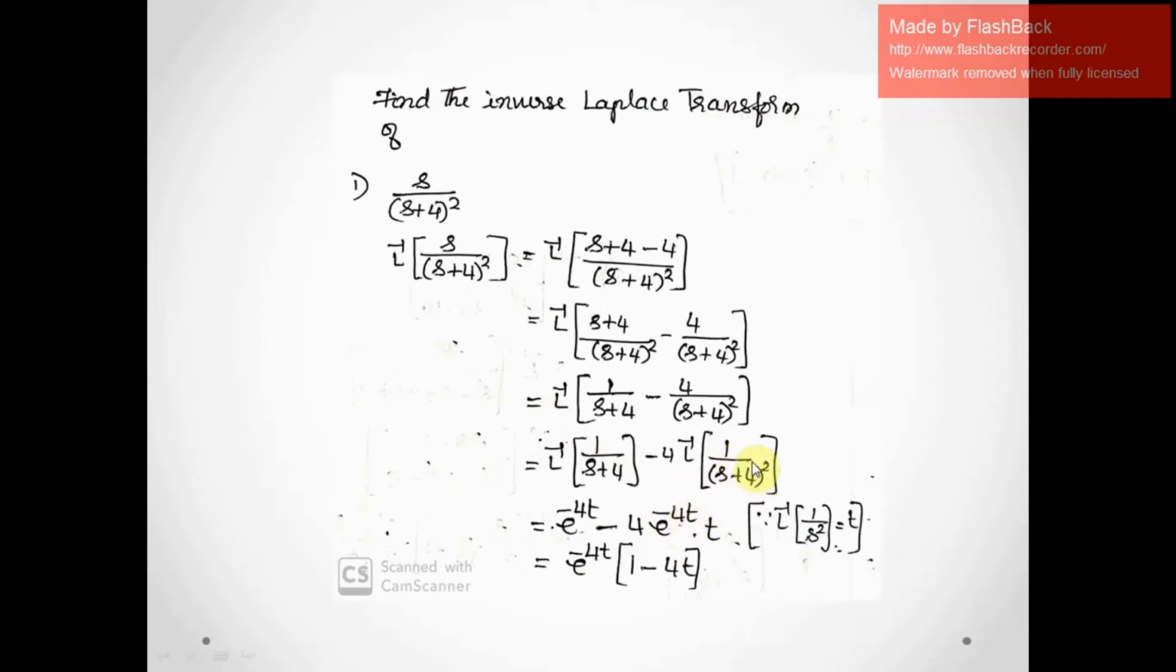So 1 by s plus 4 whole square, we will apply the formula first for 1 by s square, which is t, and this plus 4 we will take it as the shifting property of the function, that plus 4 becomes e power minus 4t. So altogether, taking the e power minus 4t common, this becomes 1 minus 4t. This is the answer. This is the solution for this particular question.